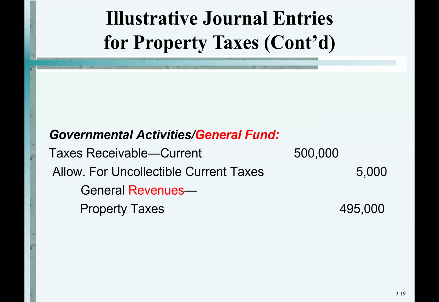If we're dealing with the proprietary funds, which potentially are providing a service and maybe doing some sort of billing process, then we may use the bad debt expense. But for our governmental funds, we don't use bad debt expense.